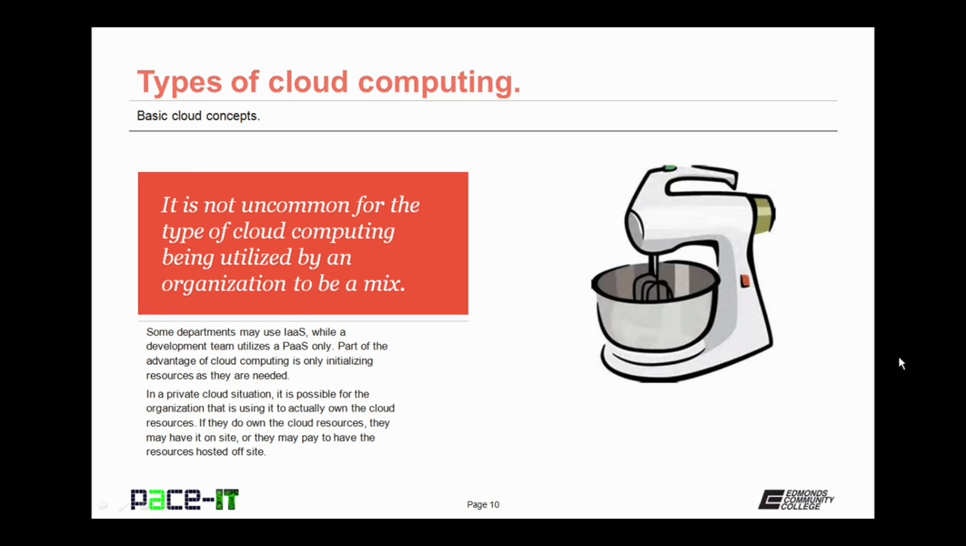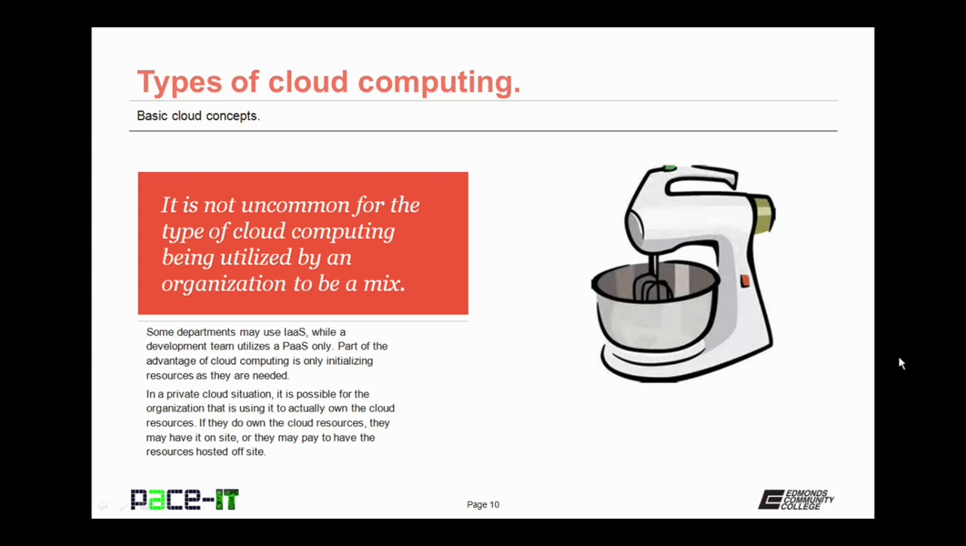As you could have guessed from that last statement, it's not uncommon for the type of cloud computing being utilized by an organization to be a mix. Some departments may rely upon and use infrastructure as a service, while the development team will only utilize a platform as a service. Part of the advantage of cloud computing is that the purchaser only needs to initialize and pay for resources as they are needed.